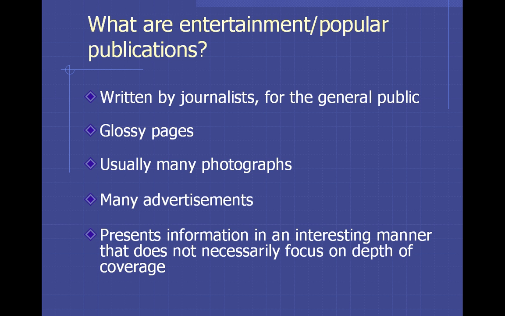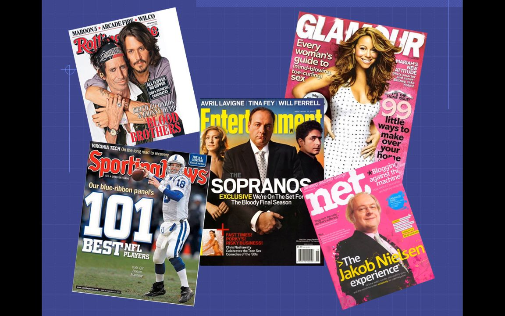The first type of periodical we're going to focus on is the entertainment and the popular publication. These are articles that are written by staff writers or journalists that are employed by the publication. These are shorter articles written for the general public that may include glossy pages, many photographs, and lots of advertisements. So here's an example of some of the entertainment magazine sources that you may encounter: Glamour, Entertainment Weekly, and so forth.